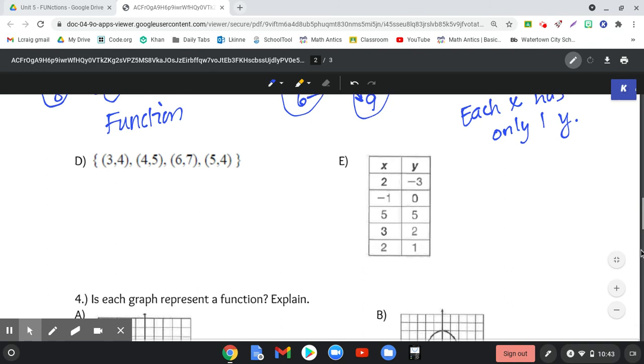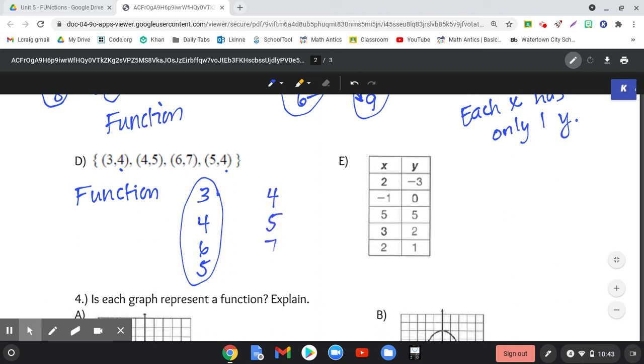So let's take a look at the next one. 3, 4, 6, 5. I see 2 4s here. But remember, the y value represents the birthday. 3 has a birthday in March, and 5 has a birthday in March. That's okay. It's a function. Each X only goes to one y. Again, if you want to see it, 3, 4, 6, 5. That's your domain. 4, 5, 7, and then 4 again.